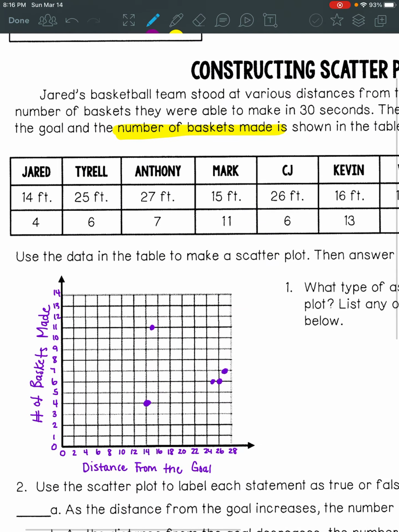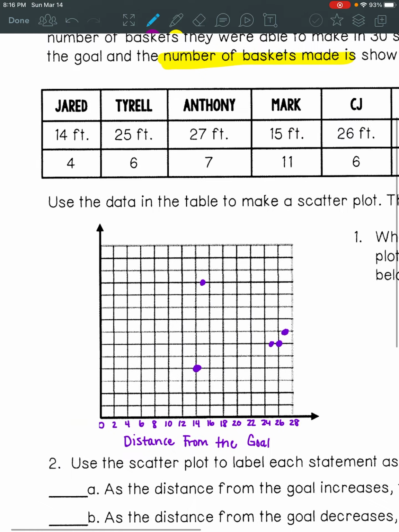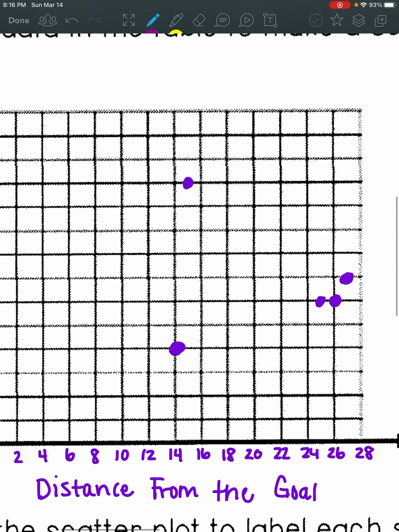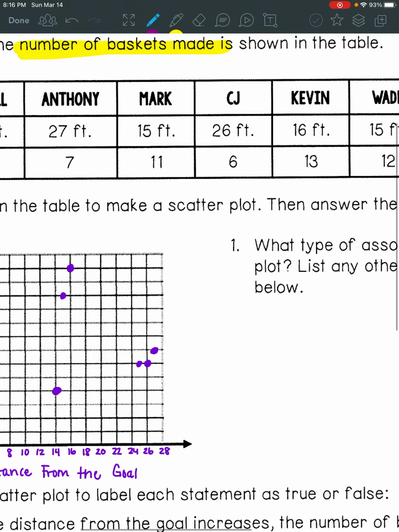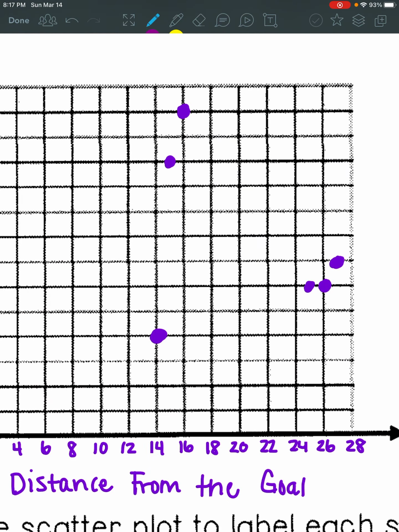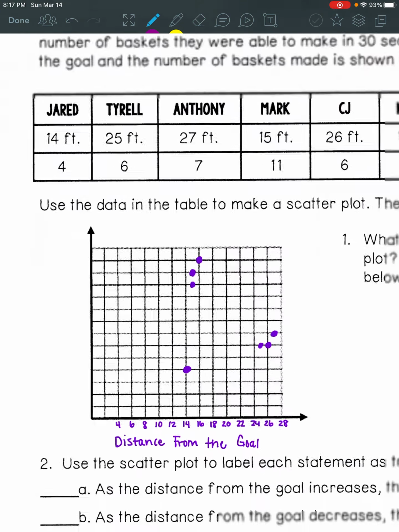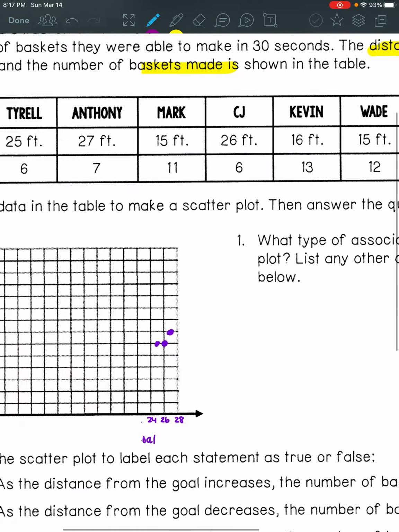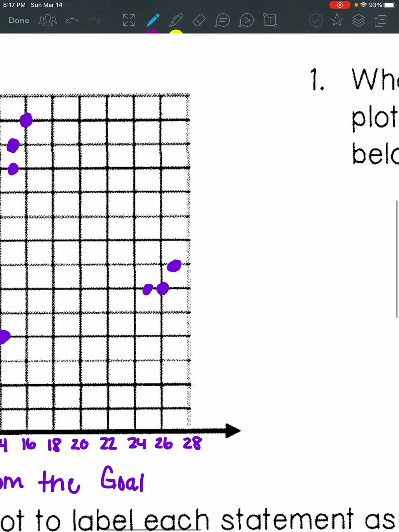And you can kind of see already that there's a group of points that are together there. 16 and 13. I know that one's 11 up here, so 13 will be up there. 15 and 12. And again, I see another group of points here. 26 and 8.